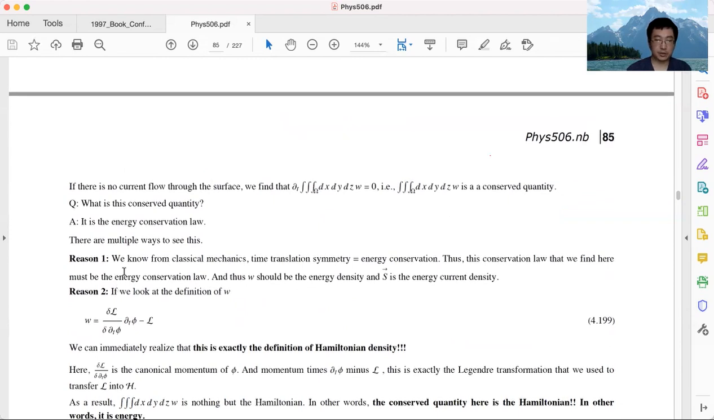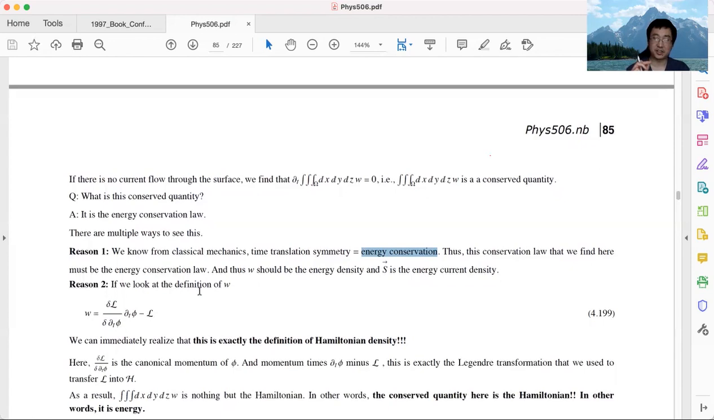So in my lecture notes, I actually posed the question: how do we know this is an energy conservation law? The first reason we just discussed: we know translation symmetry is related to energy conservation. This is a conservation law from time translation, so it should be energy conservation. There is another way to understand that this is energy conservation, and that is by looking at this formula.